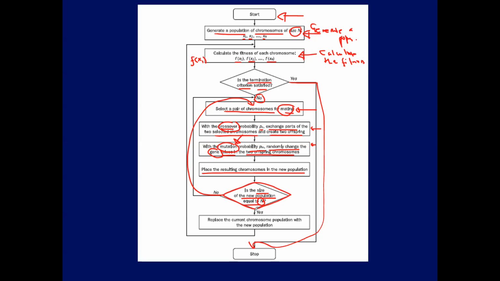So if the size of the population is achieved, then we are going to replace the current chromosome population with a new population, okay? And when we replace it with the new population, we determine its fitness, we calculate its fitness. That's why we go back through this branch, go back here to calculate the fitness of the new population to see whether the fitness of the solutions in that population is good enough. And if it's good enough, we shall stop.